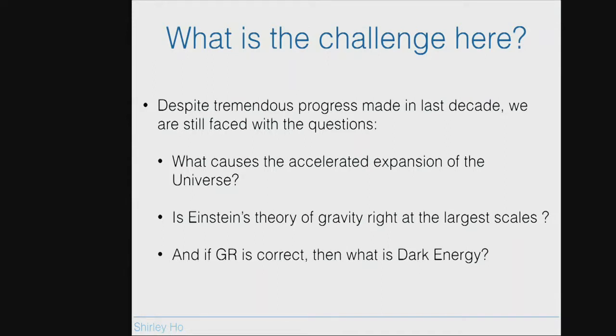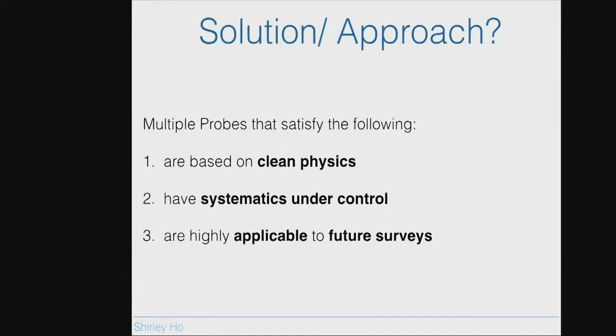As a cosmologist, there are still the same questions as a decade ago. So I would suggest that we want to do multiple probes, not just one probe, because it actually would help a lot when you have multiple directions going into it. You want it to be based on clean physics. You want the systematics under control. We'll talk about what systematics are. You'll hear way too much about it. And they're highly applicable to future surveys, because you don't want to do something that nobody is going to do anything related to for the next 50 years. So when you develop some new probe, make sure it's applicable at some level, right?